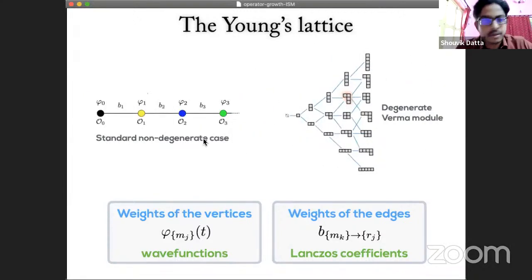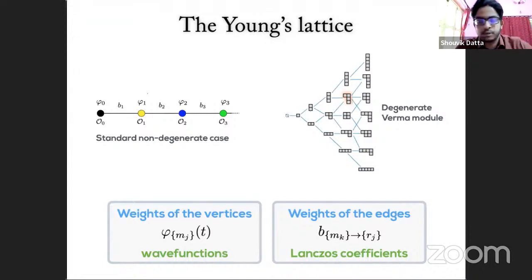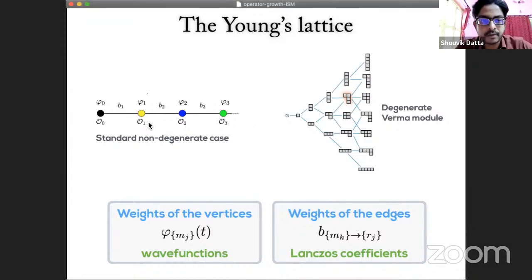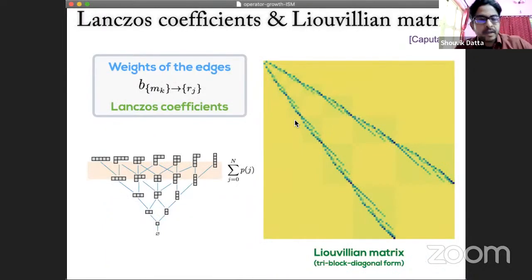So just to contrast this with the usual non-degenerate case, we had a single one-dimensional Krylov chain, but that generalizes to this degenerate Krylov module because we have exact degeneracies, and there is no way to compress this information. Okay, so the Young's lattice provides a generalization of the Krylov chain into the CFTs. One can actually evaluate what the Lanczos coefficients are using the oscillator formalism. And the Liouvillian matrix takes this tri-block diagonal form. So each block connects to nearby descendant levels, like this over here.